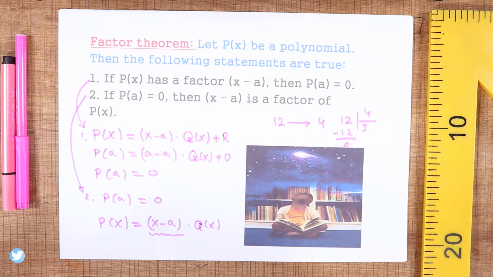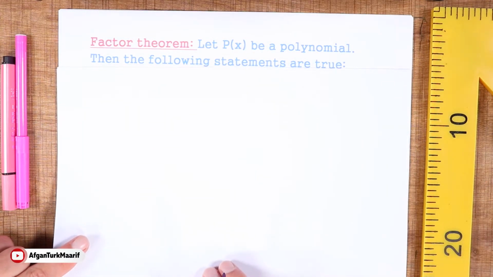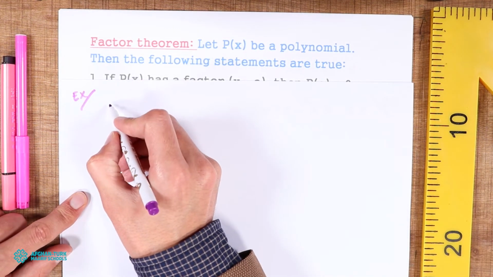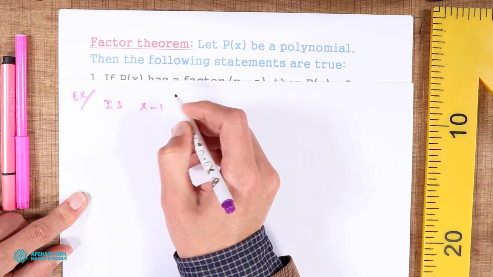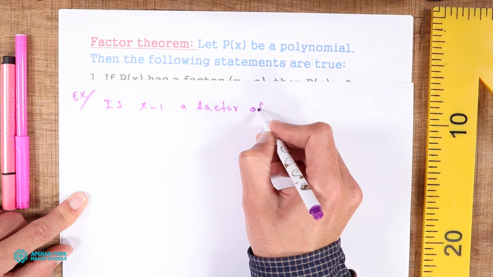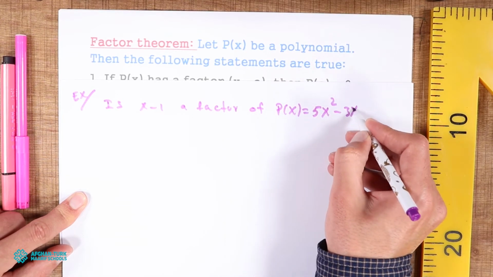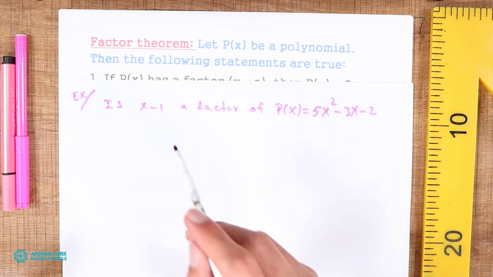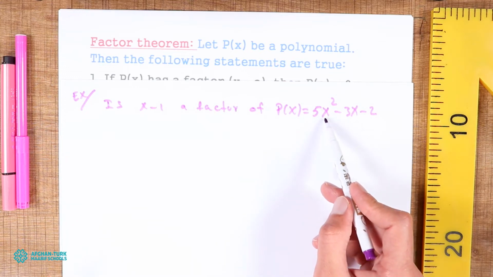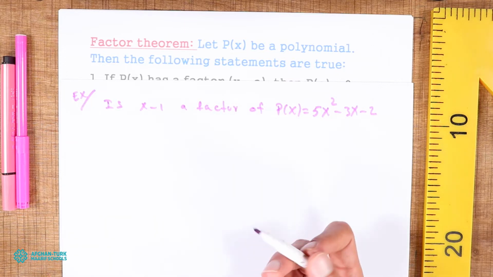So how do we know that a polynomial is a factor of another polynomial or not? Let us see an example here. Is x minus 1 a factor of p of x, for example 5x to the power of 2 minus 3x minus 2? The question is, given x minus a, is it a factor of p of x or not? It means if you divide this by x minus 1, does the remainder come 0 or not?